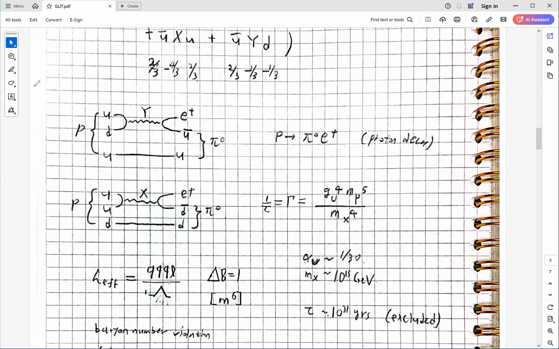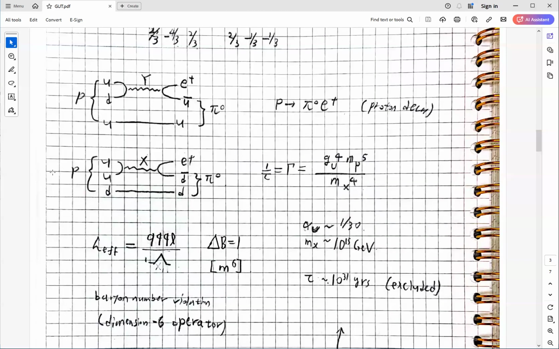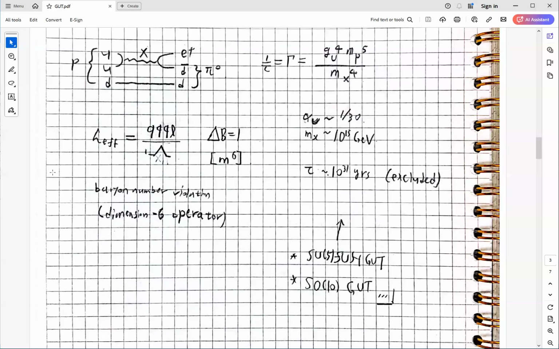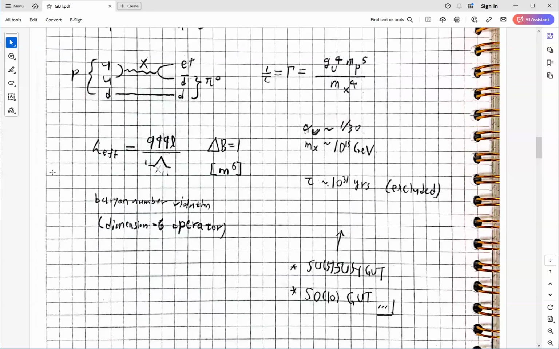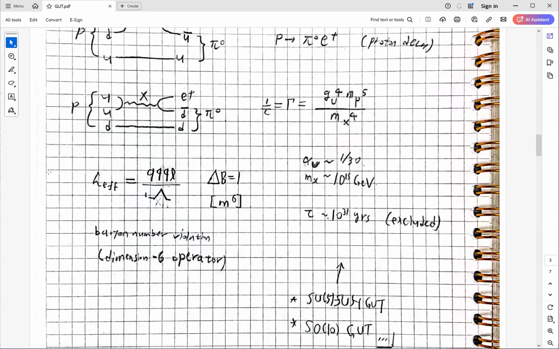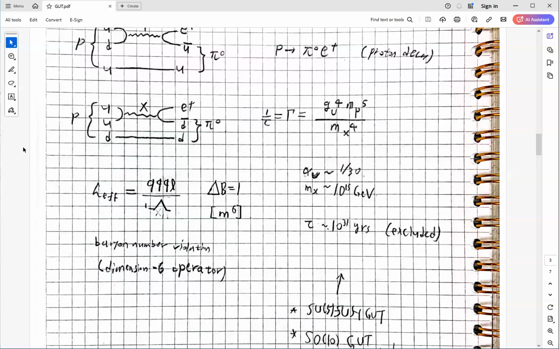One important mention is that this proton decay is a baryon number violation, because the proton is a baryon, but the pi zero meson is not a baryon, so it has no baryon number. So the baryon number is violated by one unit.